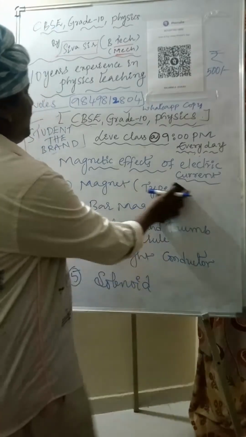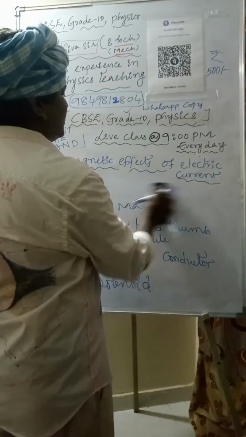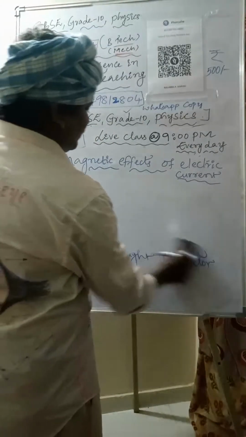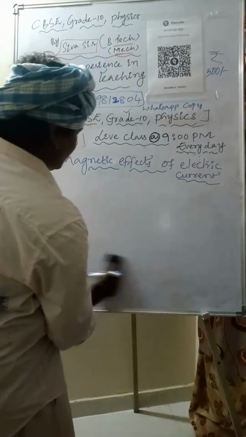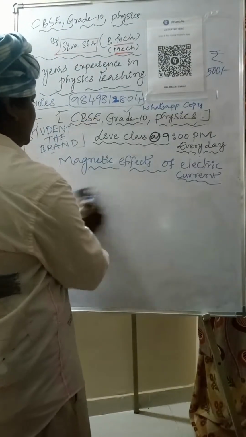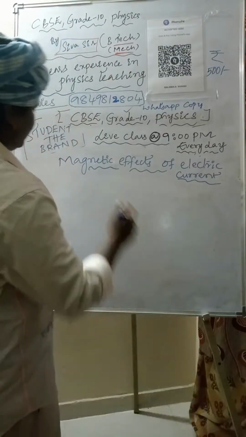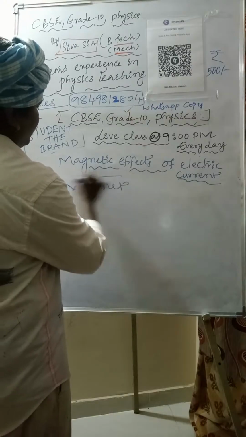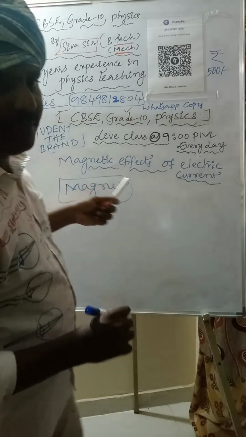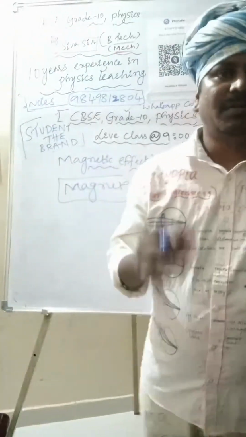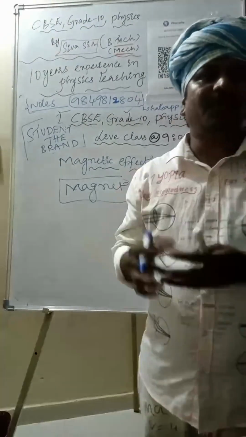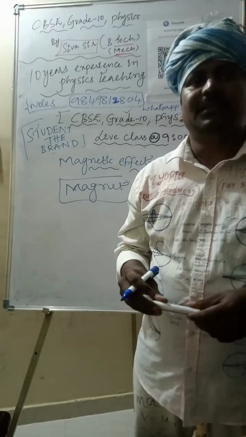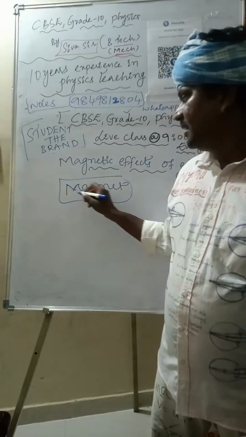So now you can see the magnet. A magnet is a substance which has the property of attracting the magnetic materials. Magnet is nothing but a substance which has the property of attracting the magnetic materials.